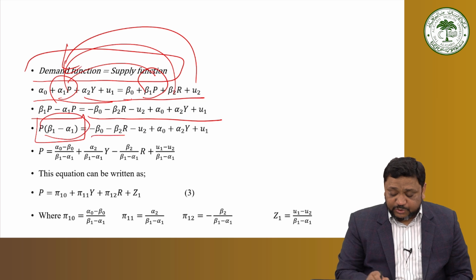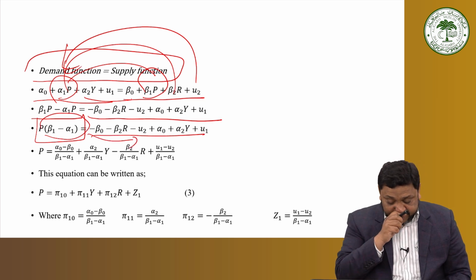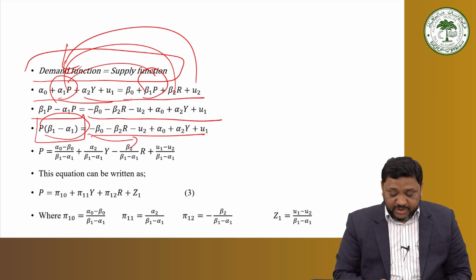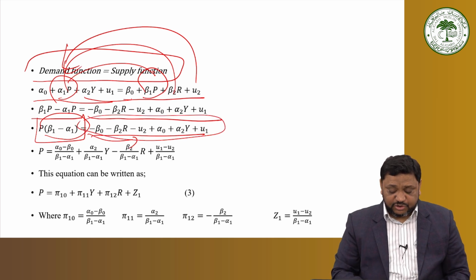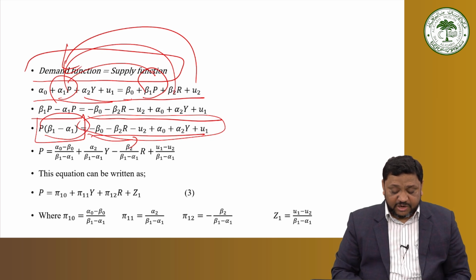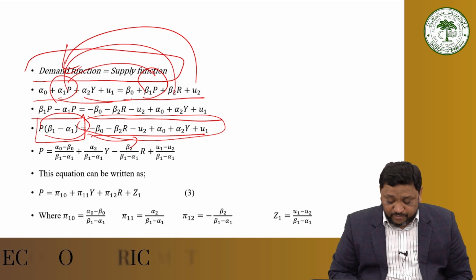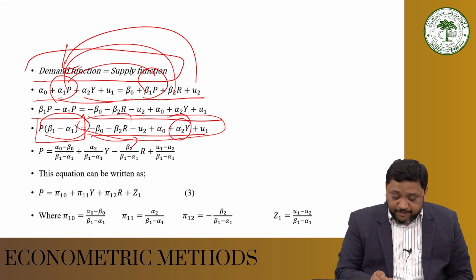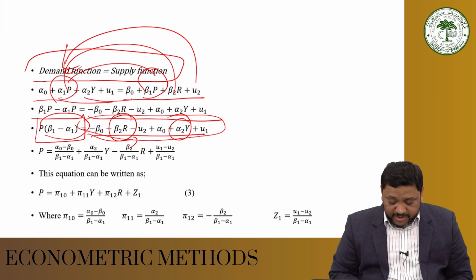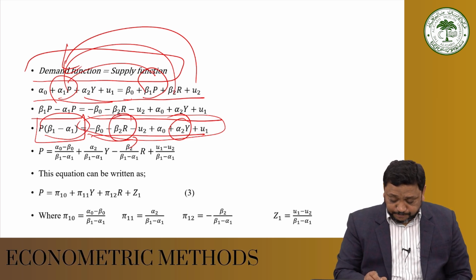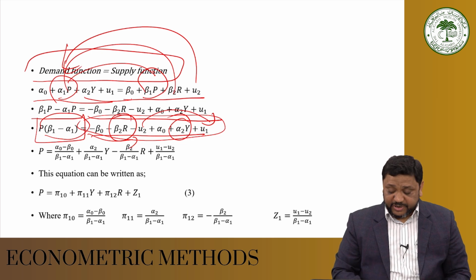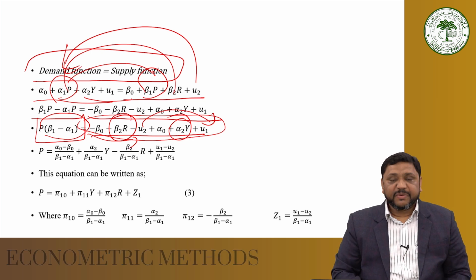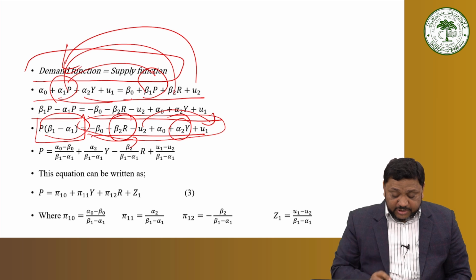Now we take this term to the denominator of the right hand side. So P can finally be written as, we arrange the terms, alpha naught minus beta naught divided by beta 1 minus alpha 1, plus alpha 2 Y divided by beta 1 minus alpha 1, minus beta 2 R divided by beta 1 minus alpha 1. We take all the error terms together, that is U1 minus U2 divided by beta 1 minus alpha 1. So now we have the terms.